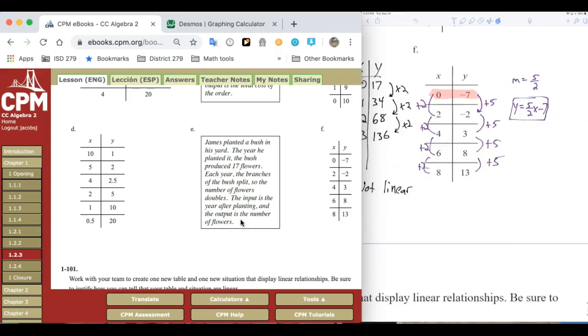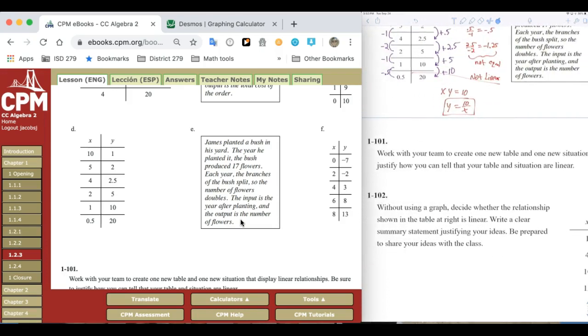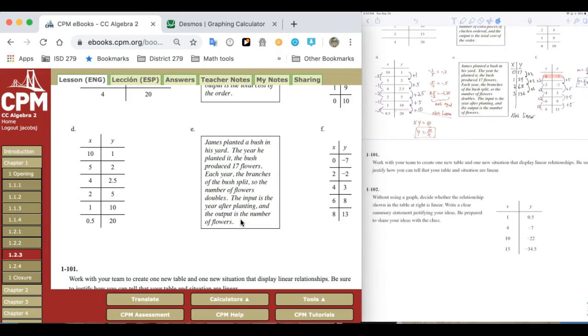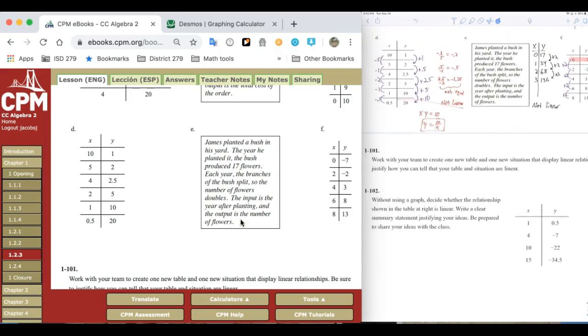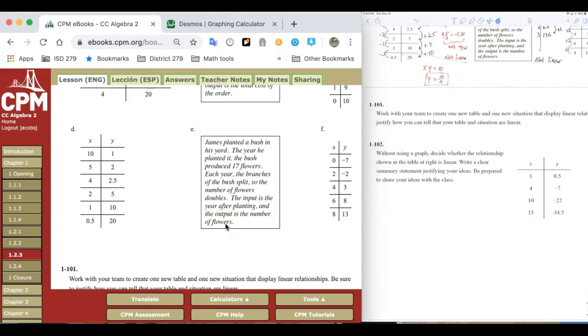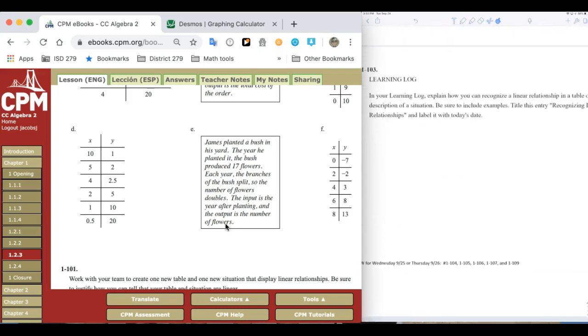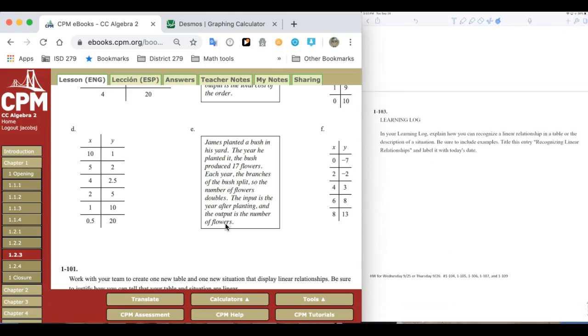So the last core question, you were supposed to work with your team to find one new table, one new situation that displays linear relationships. Be sure to justify how you can tell that your table and situation are linear. So I am going to leave that question to you. So that is all of the core problems. Your homework assignment now is listed right here.